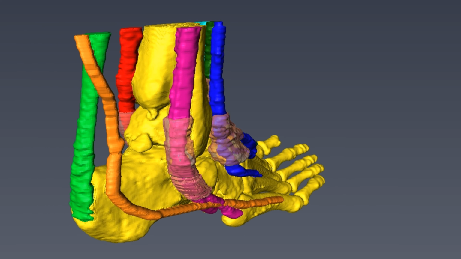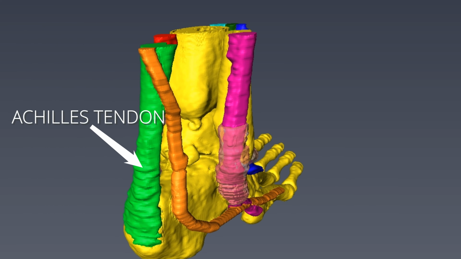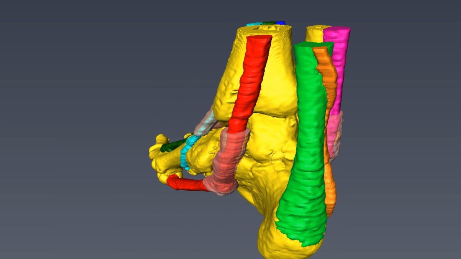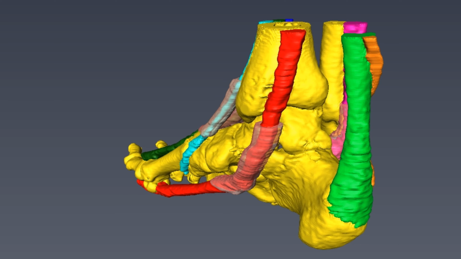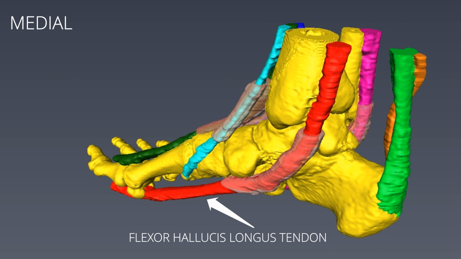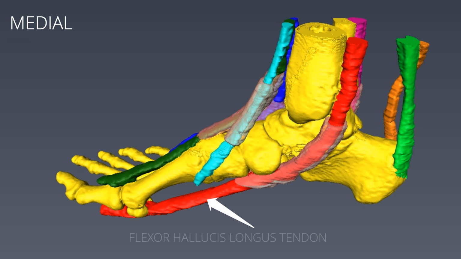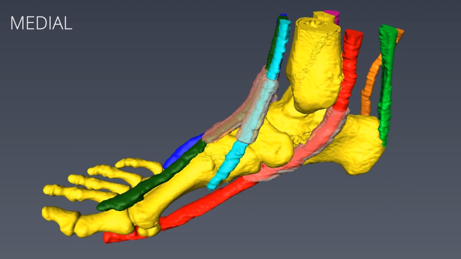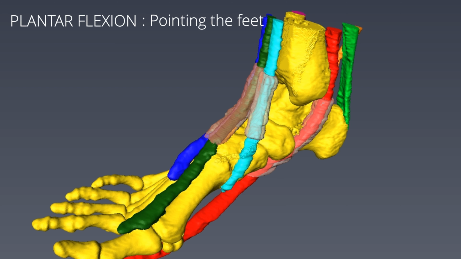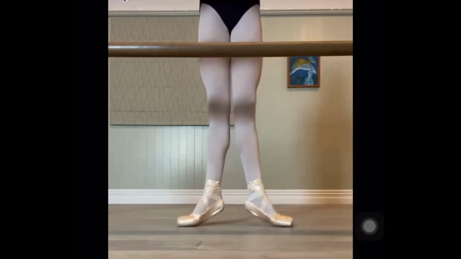At the back of the ankle is the Achilles tendon, shown in green, which inserts onto the calcaneus. This tendon originates from the calf muscles. Shown in red is the Flexor Hallucis Longus tendon. It is called so because it plantar flexes the ankle joint, midfoot, and the toes, particularly the big toe. Plantar flexion is when the foot is moved downwards or away from the body. For dancers, this is known as pointing the feet.